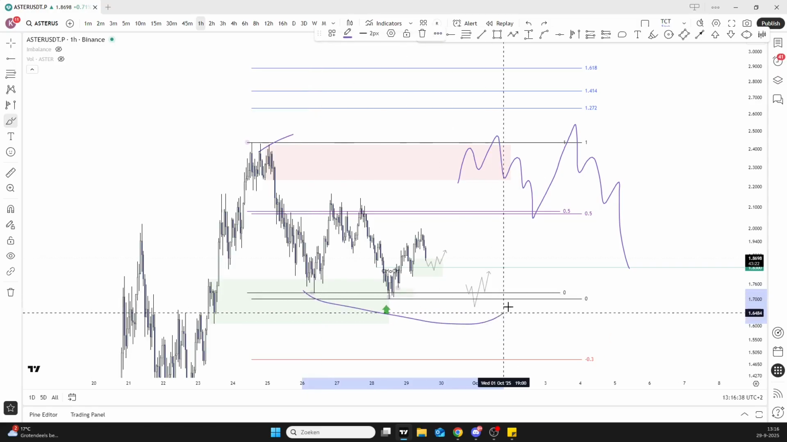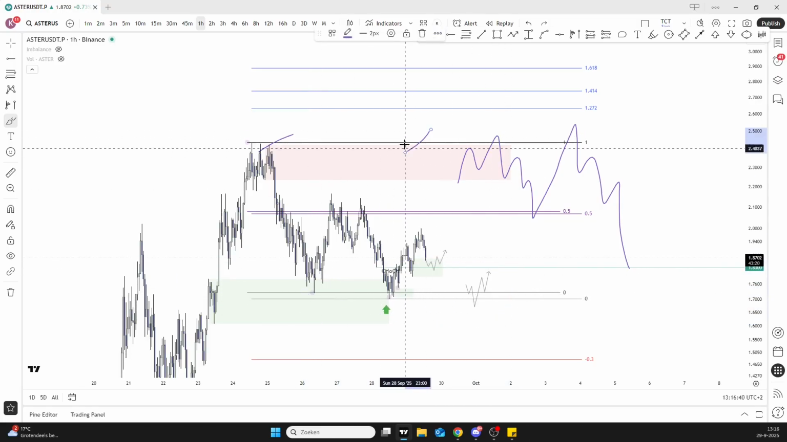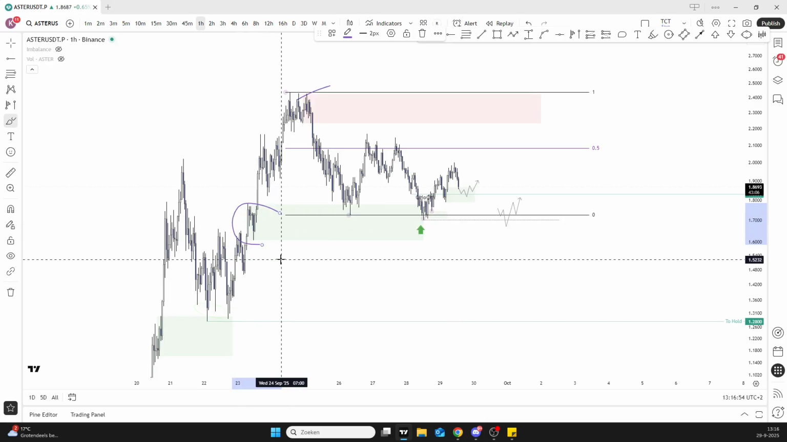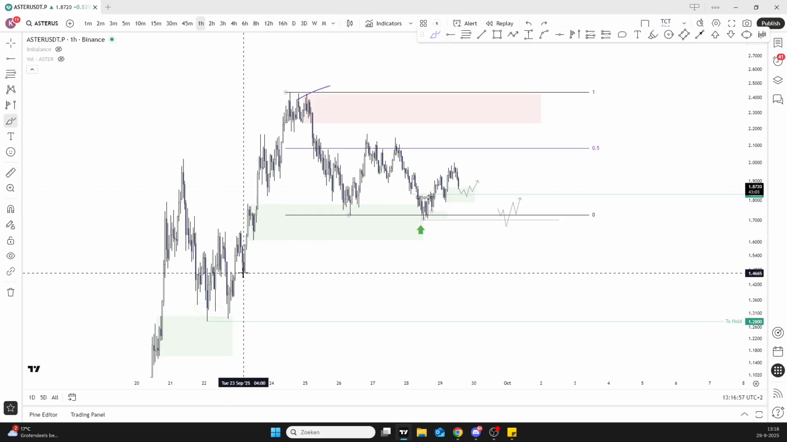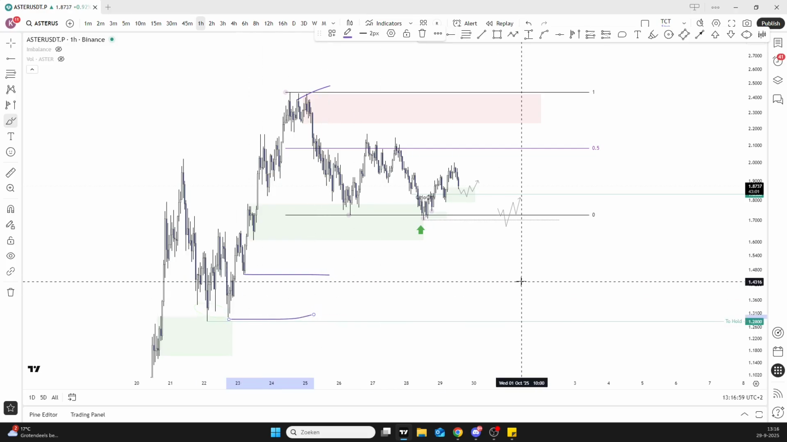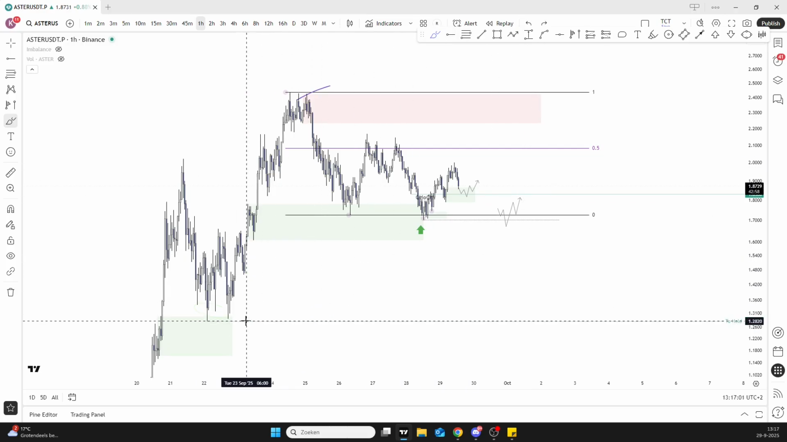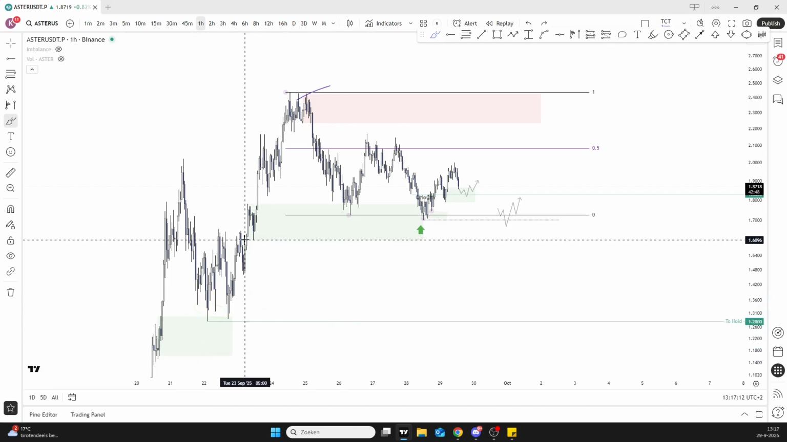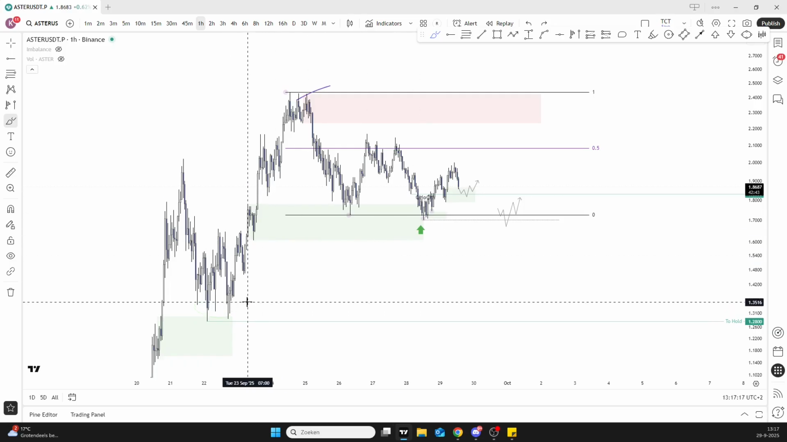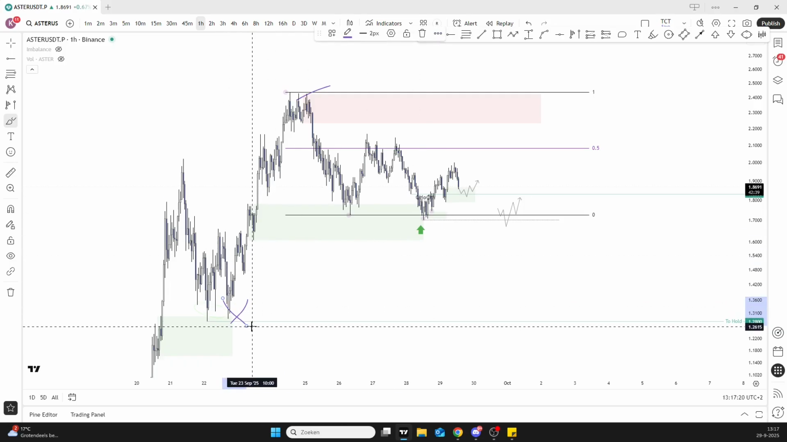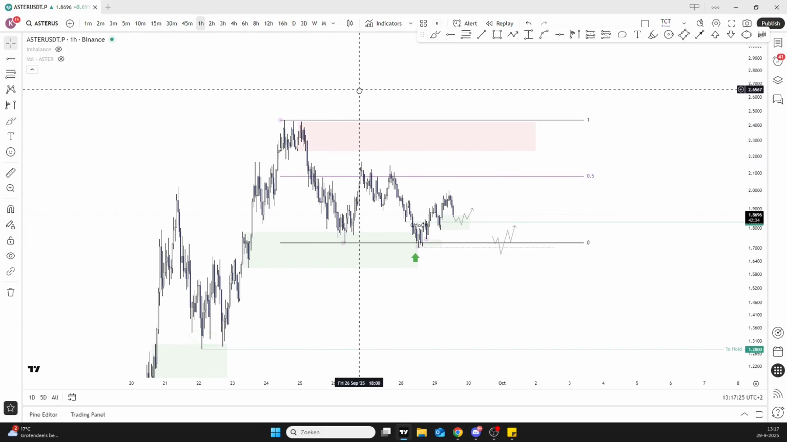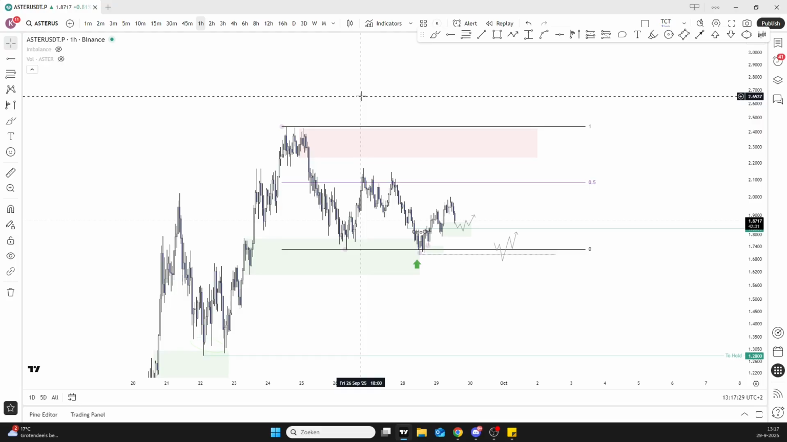The technical target of an accumulation is the opposite side of the range. If this zone manages to fail on Aster, then I am expecting us to trade towards more of these liquidity points and possibly even go all the way towards the 1.28. So if we keep that 1.6, we can keep trading up. If not, I'm looking for that 1.28 to get a reaction from. This is also going to be the analysis on ASTER. This is my ASTER crypto price prediction.